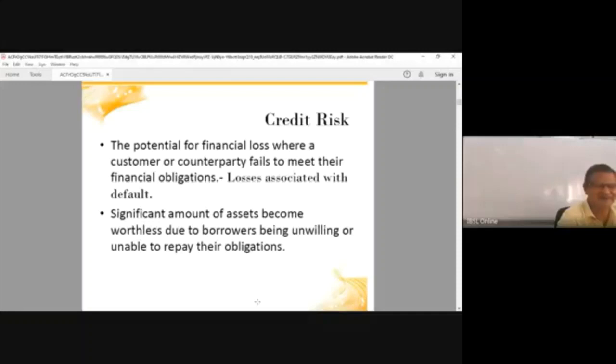Now this is indicated by a significant amount of assets. Say your loan is an asset for you. When you give a loan, it will go under your current assets. If your returns are not coming, that means the value of that asset is being diminished. If a customer completely defaults, we call it a non-performing asset and it is worthless. So your assets becoming worthless is also a part of your credit risk. It could happen because the borrower is unwilling to pay, or they had business losses, and as a result the customer is unable to pay. So this is what you call credit risk.